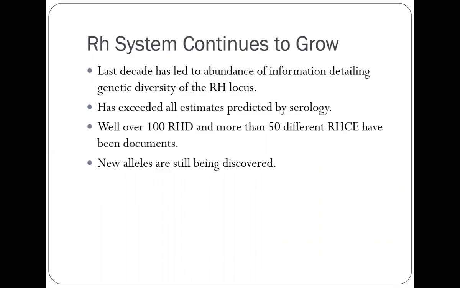As the Rh system continues to grow, the last decade has led to an abundance of information detailing genetic diversity of the Rh locus. It has exceeded all estimates predicted by serology. There are well over 100 D genes and more than 50 different CE genes that have been documented, and new alleles are constantly being discovered.